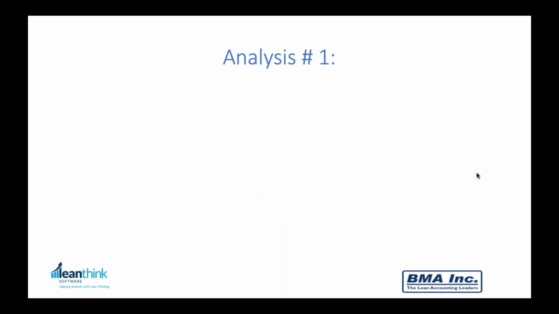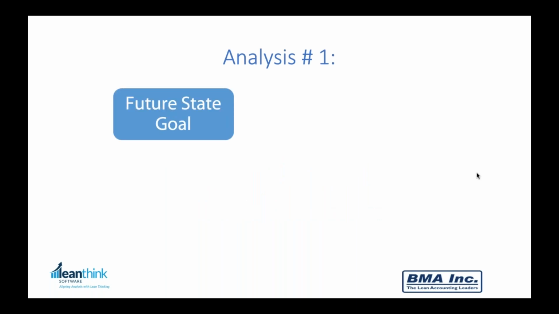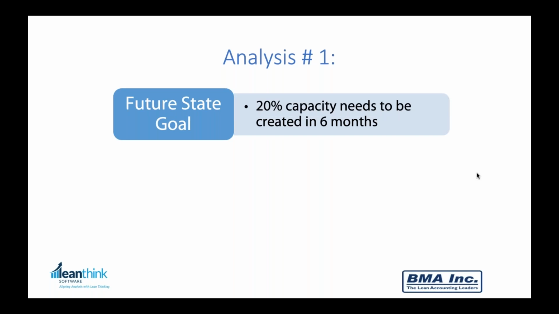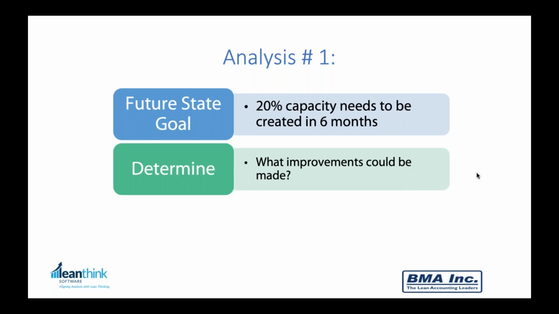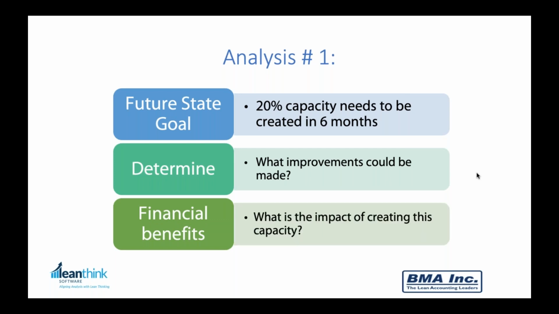So the first analysis, we have a future state goal where a value stream needs to create 20% capacity in 6 months. And this is like part of a strategy deployment plan. So what improvements need to be made? And then, if this capacity is created, what's the financial impact of creating this capacity?